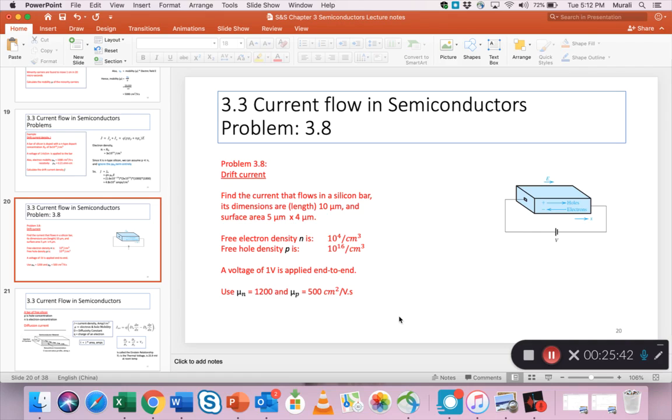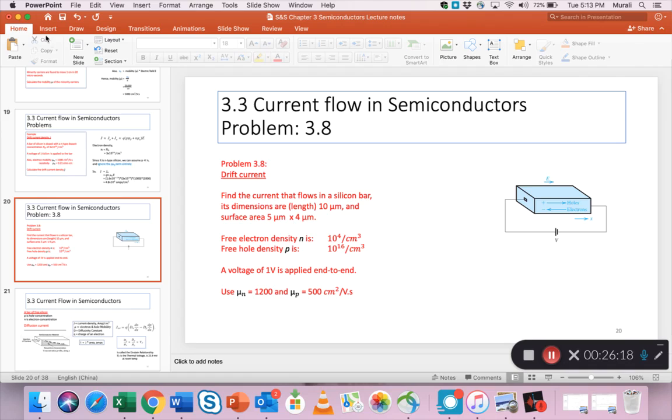So this is actually a p-type bar, rather than an n-type, because the concentration of electrons is much lower than the concentration of holes. A voltage of 1 volt is applied end to end. And finally, he has given us the mobility factors for N and for P. So using all this, find the total drift current.